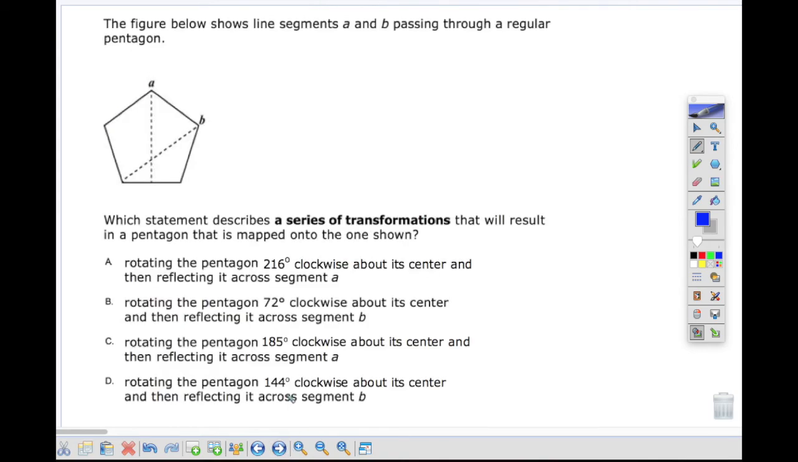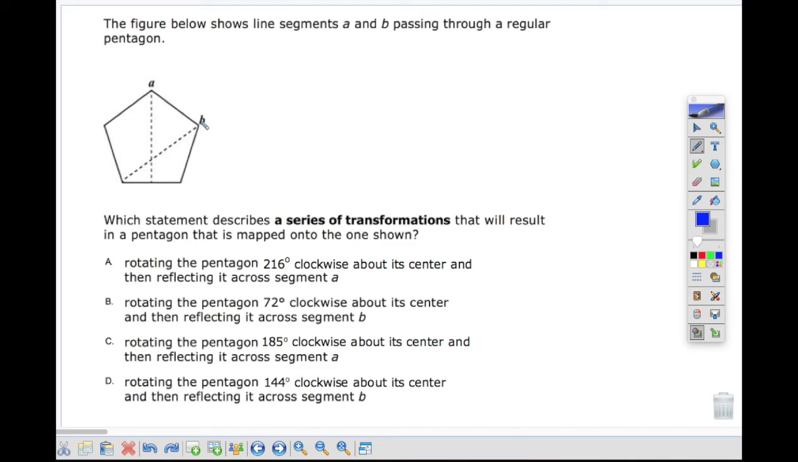Okay, let's look at some more. The figure shows line segments A and B. This is a regular pentagon. The reason they drew these lines is because they're going to refer to them in the answer choices. Which statement describes a series of transformations that will result in a pentagon that is mapped onto itself? Okay, rotating it 216 degrees clockwise about its center and reflecting it across segment A is one of the options.